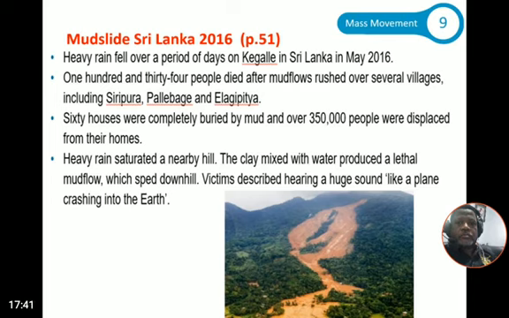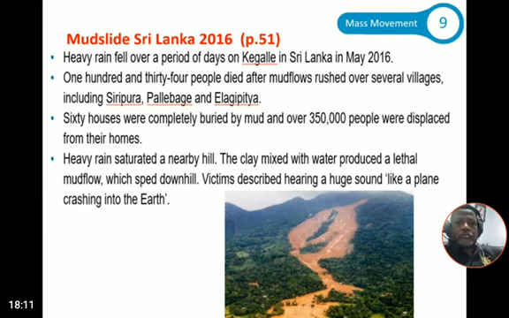And you can see in the picture at the bottom, if you look at the bottom of the slope, that was once a village that is now completely covered. So 60 houses were completely buried, and over 350,000 people were displaced from their homes. So if you think about what we covered when we had the volcanic eruptions and the earthquakes, the amount of people that lost their homes, well, it's the exact same for mudslides.